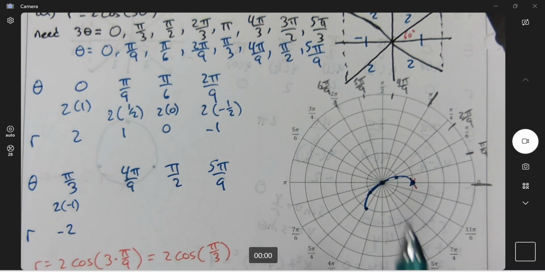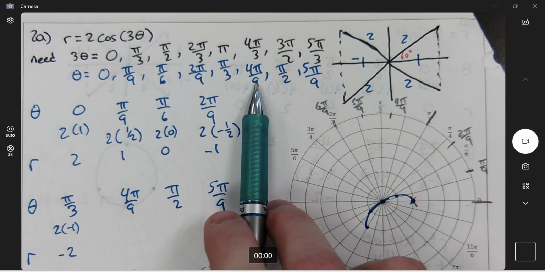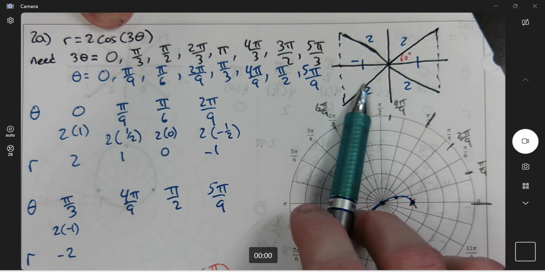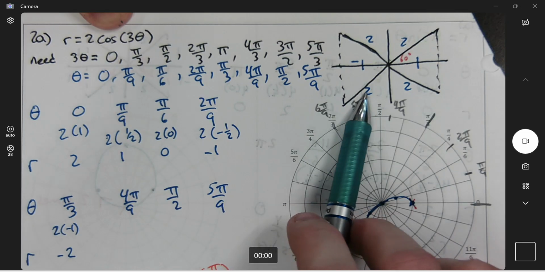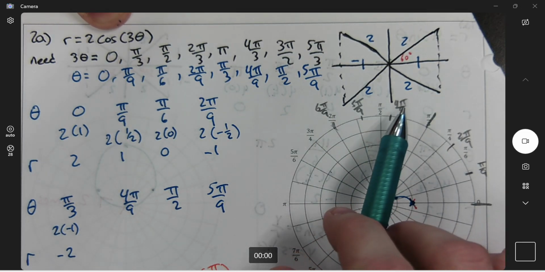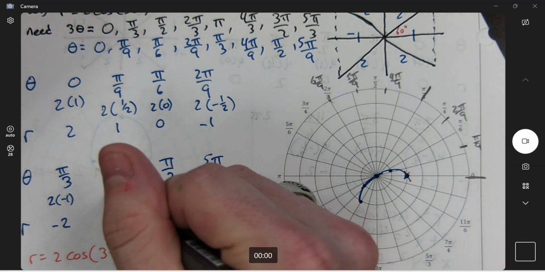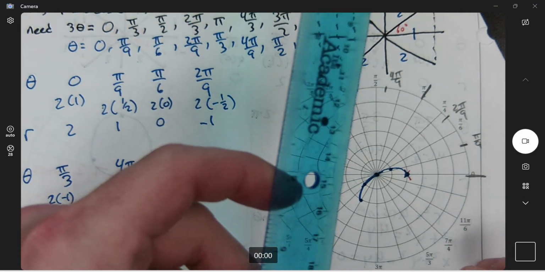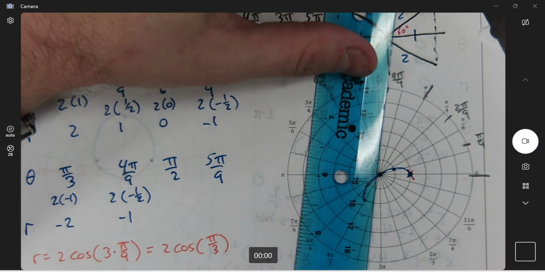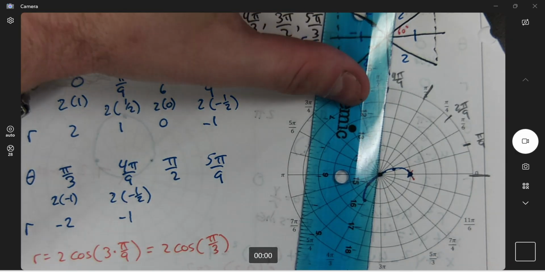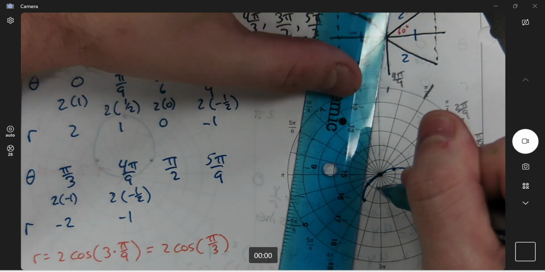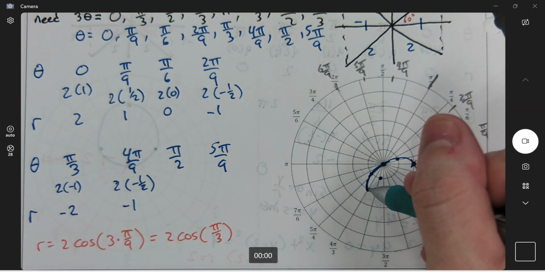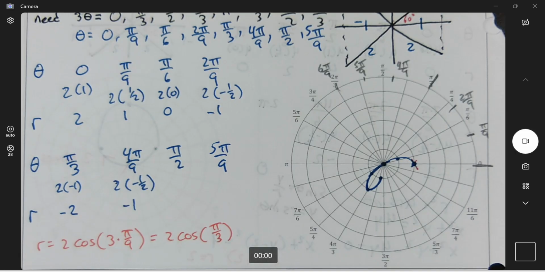4 pi over 9 evaluates cosine at 4 pi over 3. Here's 4 pi over 3. Cosine here has a value of negative 1/2, right? Yeah, negative 1/2. So we get 2 times negative 1/2, which is equal to negative 1. So you go to your 4 pi over 9 estimation, connect it to the pole, but because the radius was negative, reflect to the other side. We're about here-ish, because it's on the first ring. So what did we do? We did this, still moving in a counterclockwise fashion.